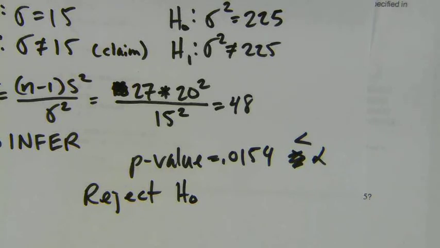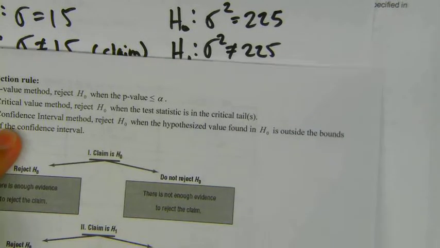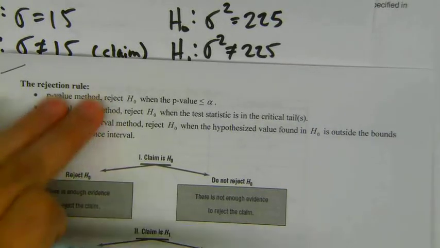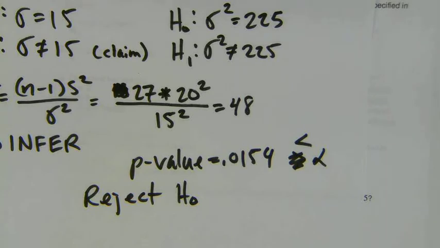And again, if you forget your rejection rules, on the very top of the formula packet, it gives when to reject for p-value, critical value, and confidence interval.